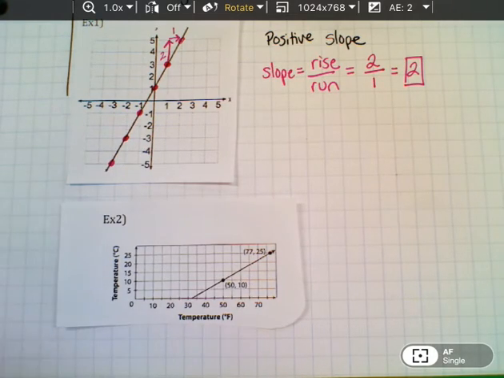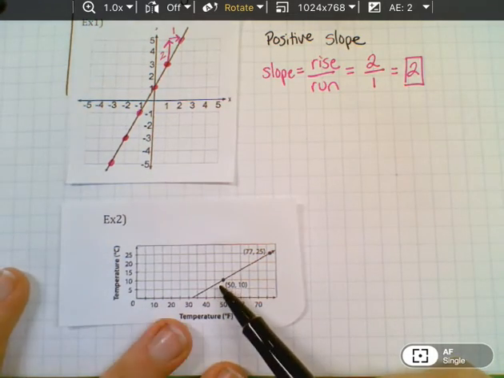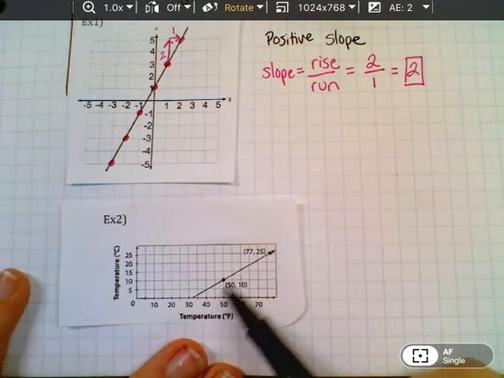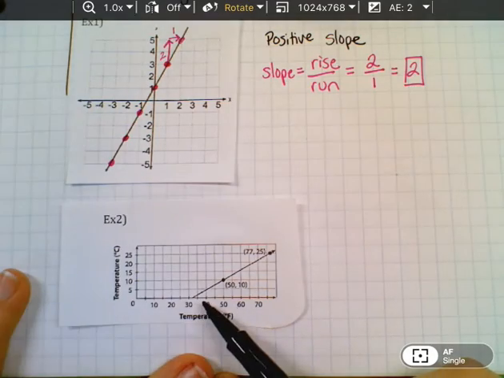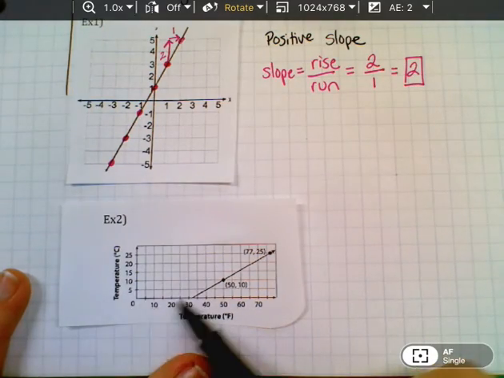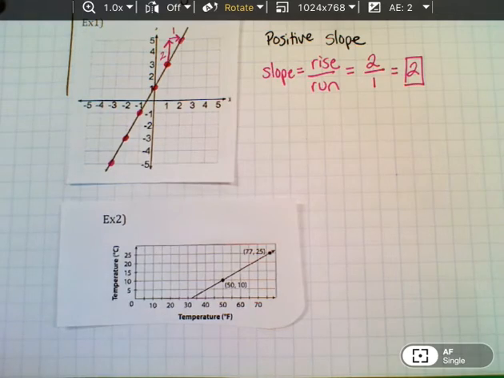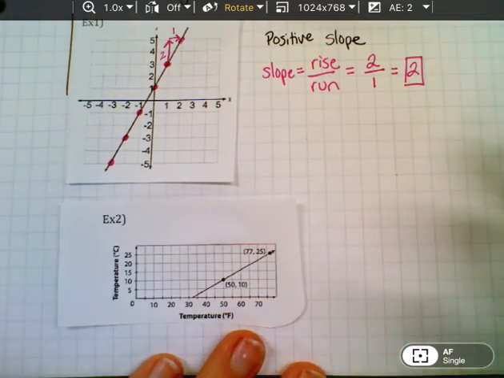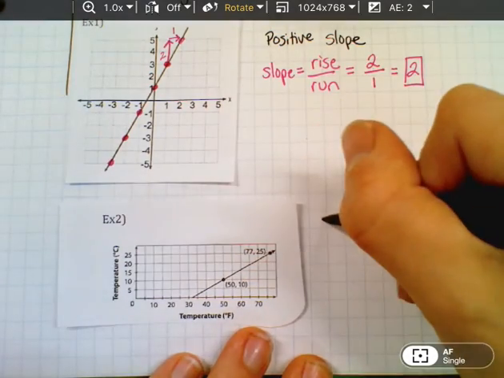So I do have a graph here, but it's really challenging for me to see exactly where the points cross the grid lines. And also notice my scale. Here I'm going by 5s and here I'm going by 5s, and that's going to complicate it a little bit if I try to use the graph to calculate my slope. So what I'm going to do here is use that slope formula. So let's write it down.